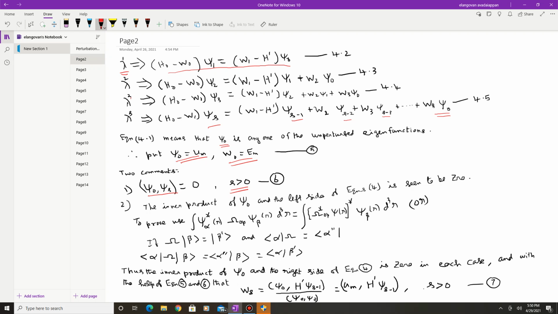Suppose this is an omega operator. So the integral over psi alpha star, omega operator, psi beta, with the volume element d cube r.